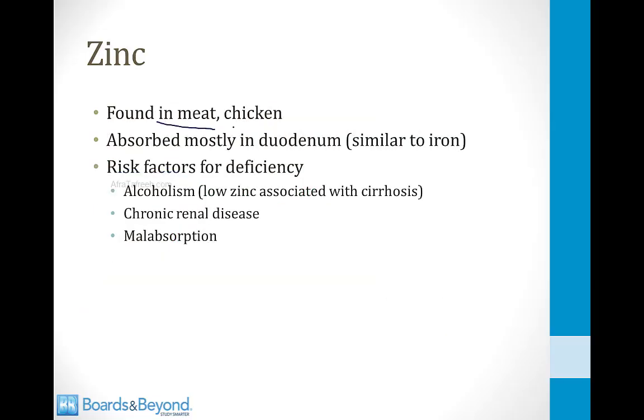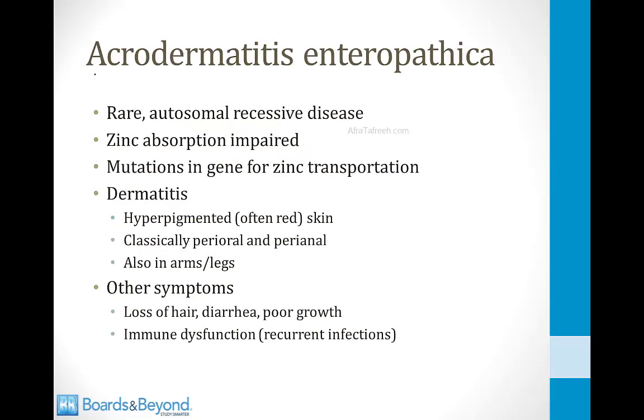Zinc can be found in meat, especially in chicken. It is absorbed in the duodenum, similar to iron, and there are some risk factors for deficiency. These include alcoholism, and in fact, low zinc levels have been associated with an increased likelihood of developing cirrhosis among alcoholics. You are also more likely to develop symptoms of a zinc deficiency if you have chronic renal disease or if you have a malabsorption syndrome.